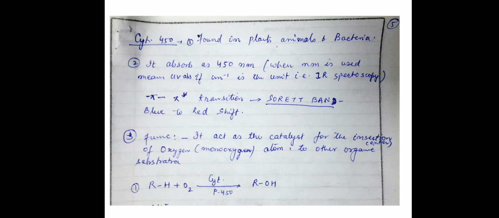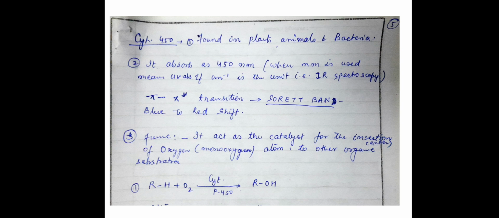Now the pi to pi star transition has the Soret band. Cytochrome P450 has a pi to pi star transition with a Soret band, with a slight blue to red shift. Now what is the function? It acts as a catalyst for the insertion of a monooxygen atom into organic substrates. Here is the reaction.